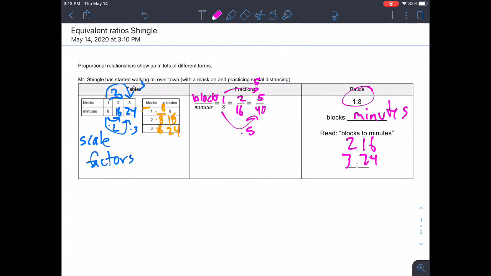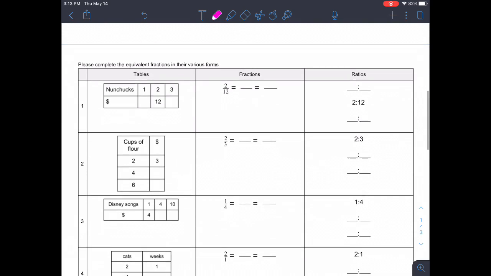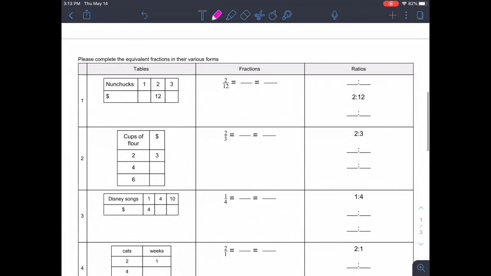So we're just going to do this practice today. You've got 1, 2, 3, 4 problems to do. Some of these problems will end up looking kind of familiar to you, I imagine. And on some of them, you're going to need to make them smaller. Notice for nunchucks, it gives you 2 nunchucks are $12. So then how do we go back to what one nunchuck would be? Okay?